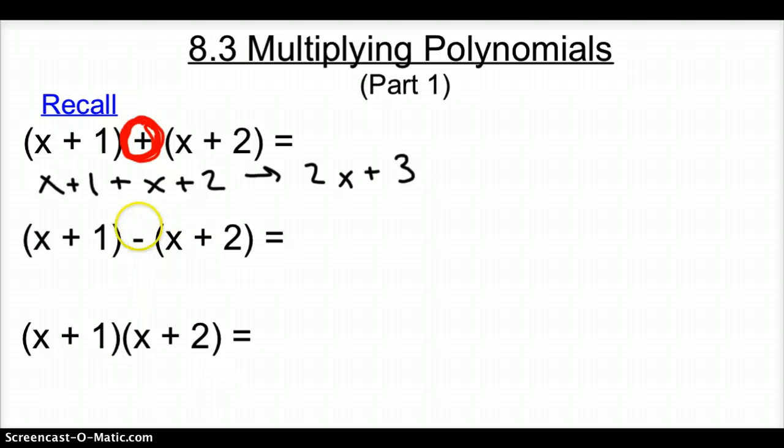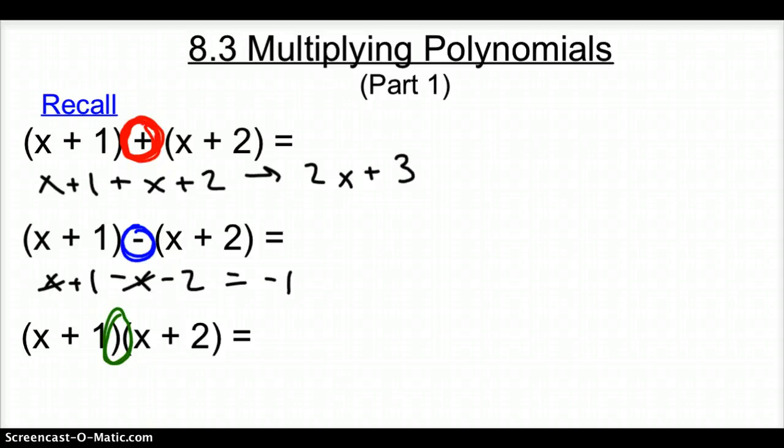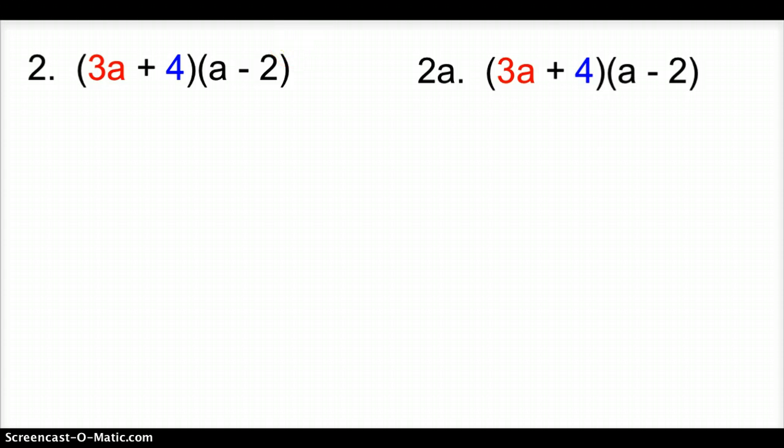Also the same thing with subtraction. What did we do when we subtracted? We went x plus 1, and then we changed all the signs in the second binomial, or the second set of parentheses. And now we go ahead and subtract this. The x's cancel out, and then 1 minus 2 is negative 1. Please note, guys and gals, that there is no sign right here. So that means we are going to multiply. We are multiplying when there is no sign right there. So let's figure out how we multiply something like this.